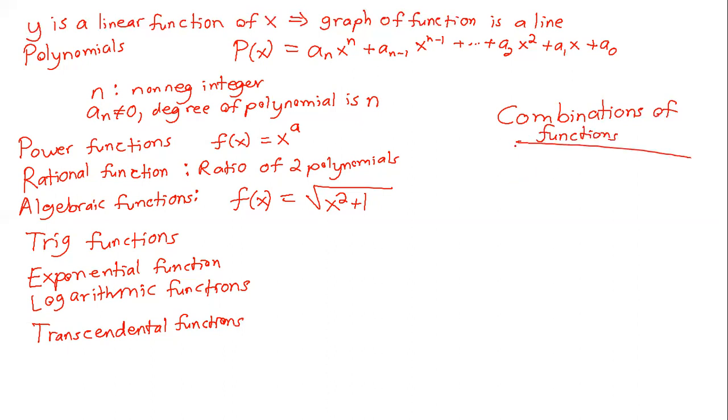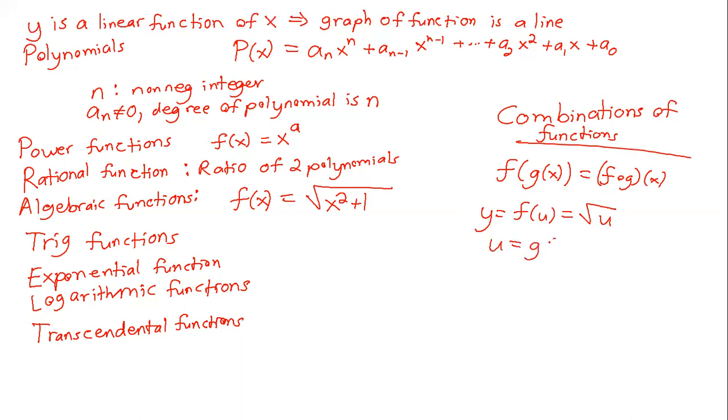So you can add them, multiply them, etc. But also it's important to remember what we call the composition of functions. So that's things like f of g of x is equal to the composition of f and g. The order matters here. So for example, if you have y equals f of u equals root u, and then you have u equals g of x equals x squared plus 1, then you could say, oh okay, well, y is actually a function of x then, because u is equal to some function of x, and then y is a function of u.